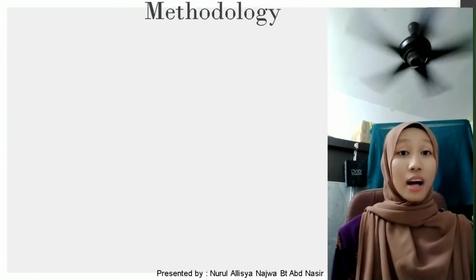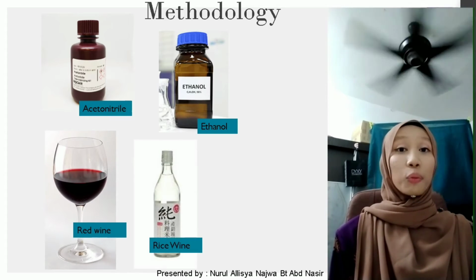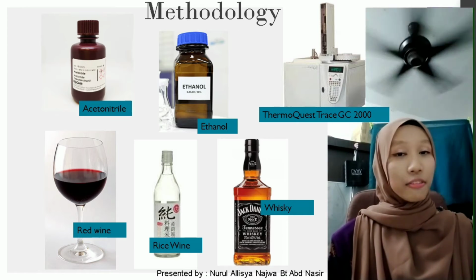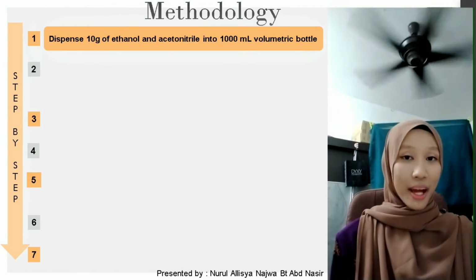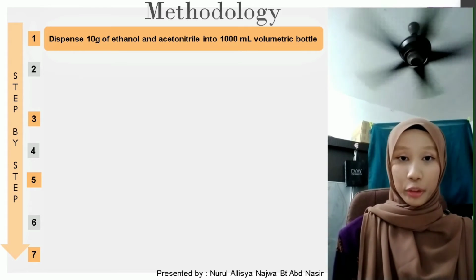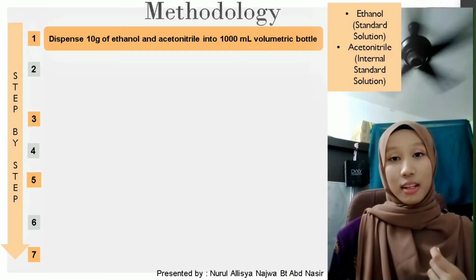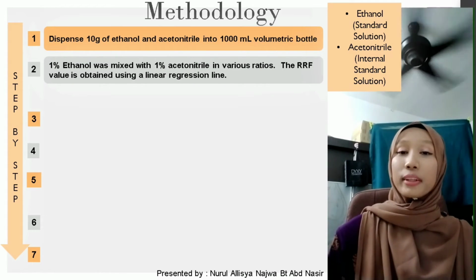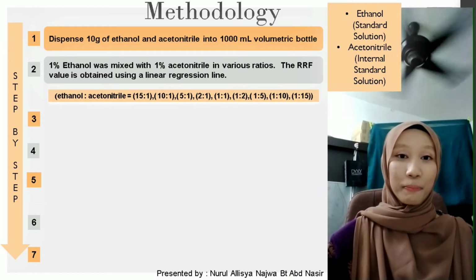The materials we use are acetonitrile, ethanol, red wine, rice wine, whiskey, and the ThermoQuest TRACE GC 2000. First, 10 grams of ethanol and acetonitrile were dispensed into a 1000 ml volumetric bottle to prepare the standard solution and ethanol standard solution. Then, 1% ethanol was mixed with 1% acetonitrile in various ratios.